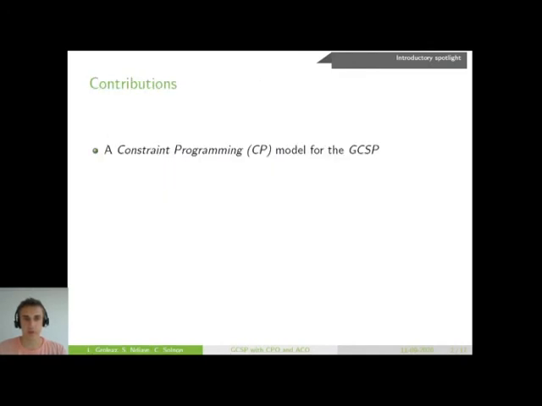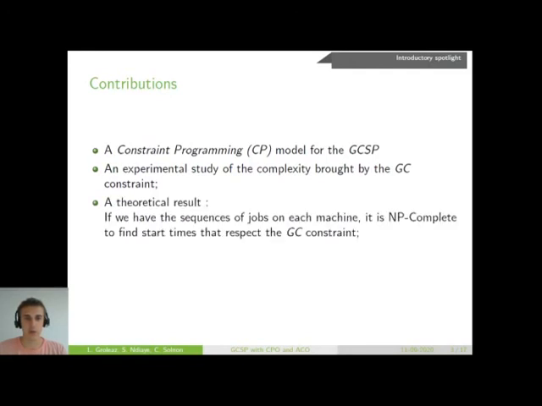The main contributions of our paper are a constraint programming model for the group cumulative scheduling problem, an experimental study of the complexity brought by the group cumulative constraints, and a theoretical result, which is the following one. If we have the sequences of jobs on each machine, then it is NP-complete to find start times that respect the group cumulative constraint. This result is important because scheduling problems are often solved in 2 steps. In the first step, we find a sequence of jobs on each machine, and in the second step, we compute the start times of each job.